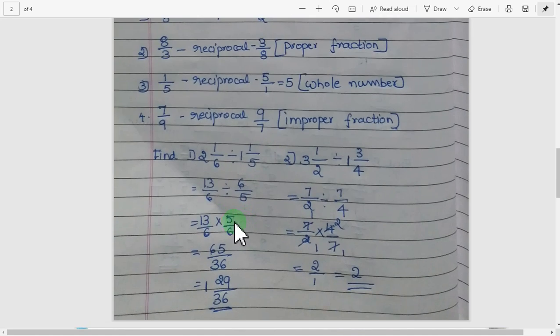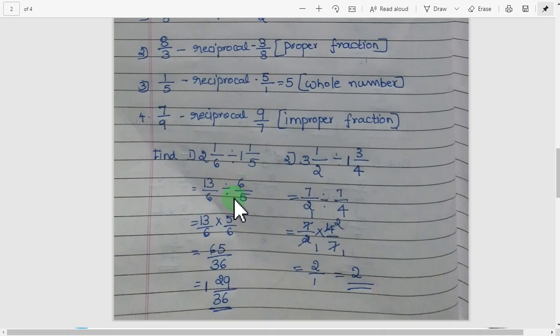Improper. So two more sums I have worked out here. Find 2 1 by 6 divided by 1 1 by 5. Both are mixed fractions. First step is converting these into improper. 6 twos are 12, 12 plus 1 is 13. 13 by 6 divided by, 5 ones are 5 plus 1 is 6, 6 by 5.